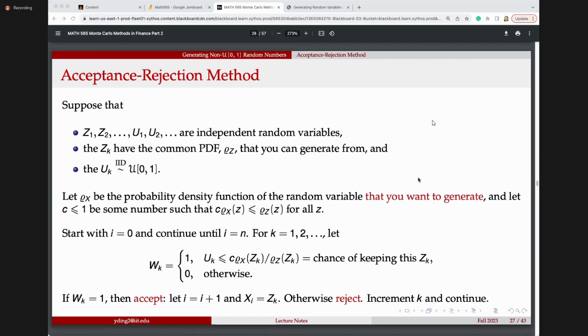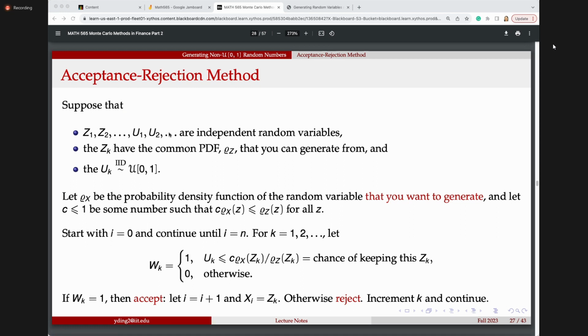Random variables here. So let's consider what is called the acceptance rejection method. Okay, so let's see the case. Here, let's consider Z1, Z2, U1, U2 are independent random variables. Which means if you want to use the acceptance rejection method, you need to have two kinds of independent random variables. Of course, you want to generate some random variable. That's your X. Okay, X is the one you want to generate.